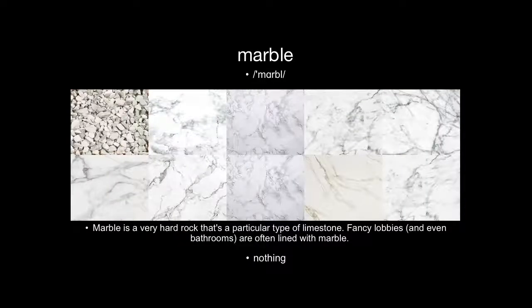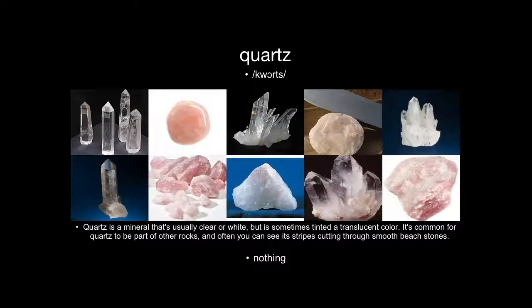Marble is a very hard rock that's a particular type of limestone. Fancy lobbies and even bathrooms are often lined with marble. Quartz is a mineral that's usually clear or white, but is sometimes tinted a translucent color. It's common for quartz to be part of other rocks, and often you can see its stripes cutting through smooth beach stones.